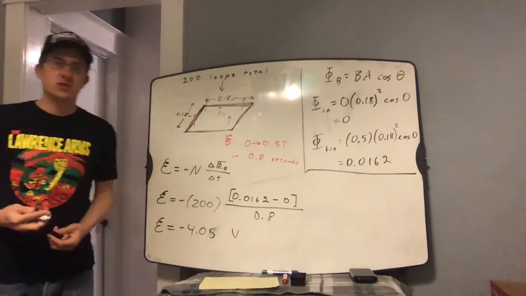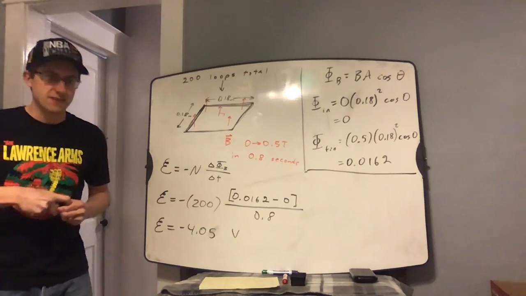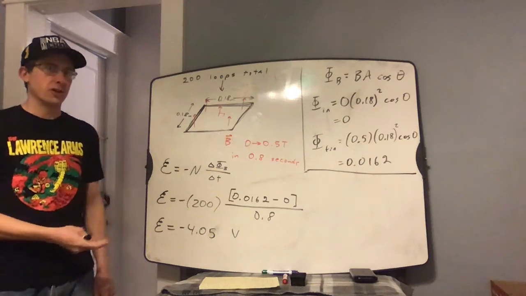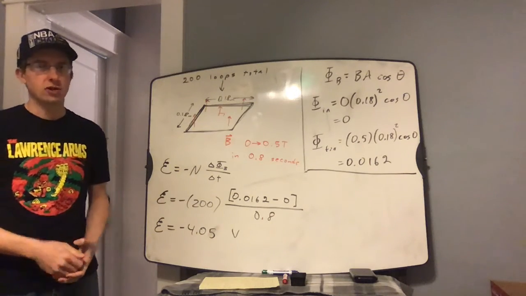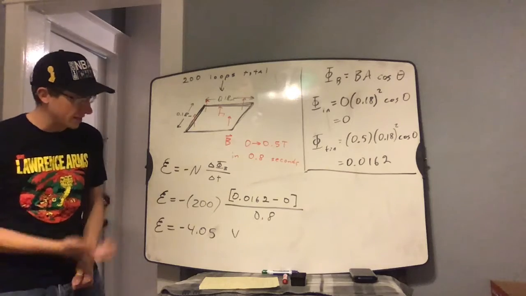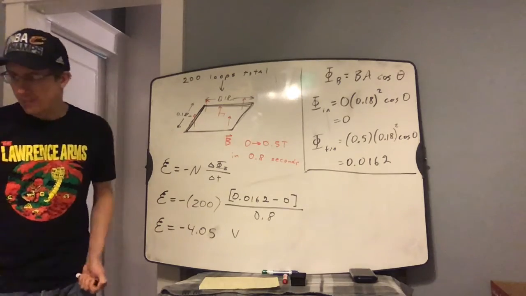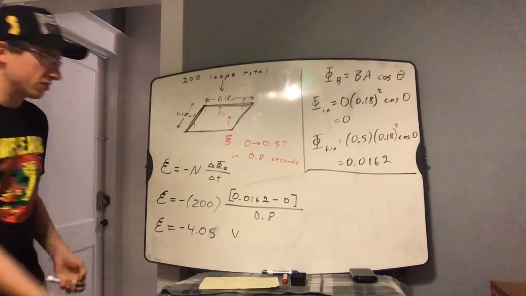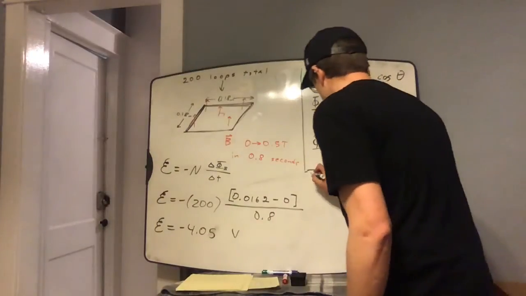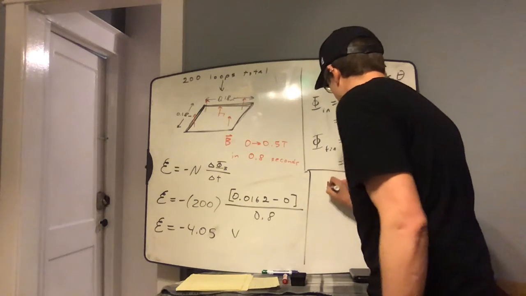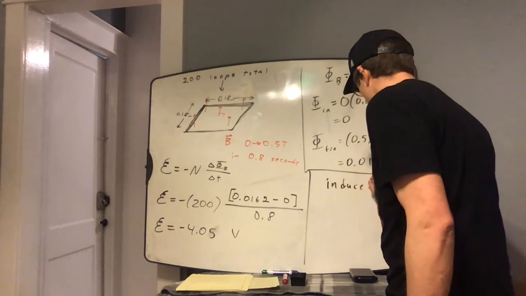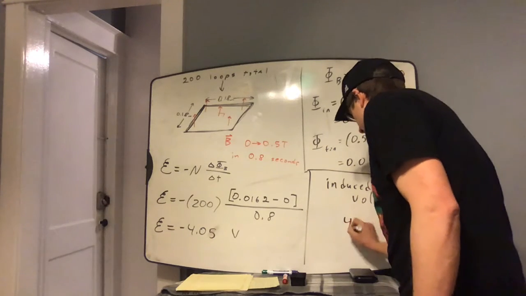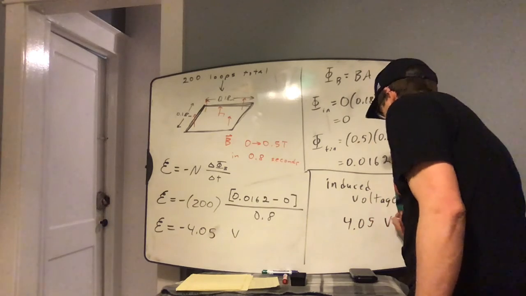Now in these problems, we don't really care about positive or negative sign yet. The negative sign is just indicative of whether the current in the wire will flow clockwise or counterclockwise. And we have not yet addressed this question. So I'm going to say that the induced voltage in this problem is 4.05 volts.